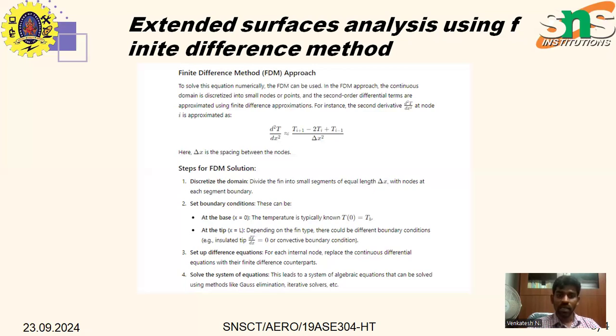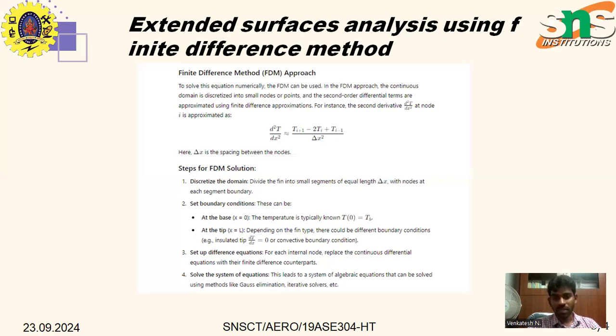The steps for the FDM solution are: divide the fin into small segments of equal length delta x with nodes at each segment boundary, and set boundary conditions. At the base, x equals 0, the temperature is typically known as T0, or T base. At the tip, x equals L, depending on the fin type, there could be different boundary conditions, for example, an insulated tip, dT by dx equal to 0, or a convective boundary condition.